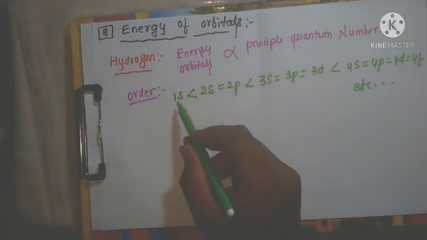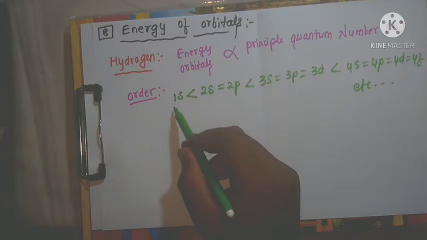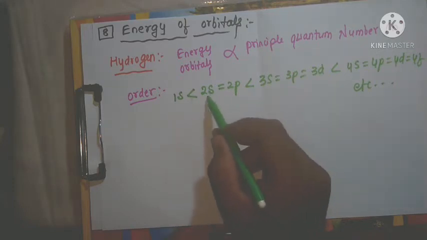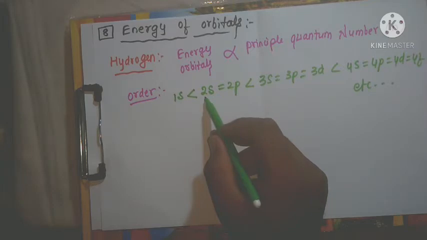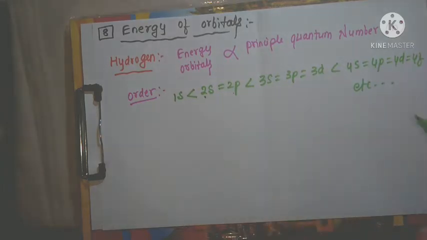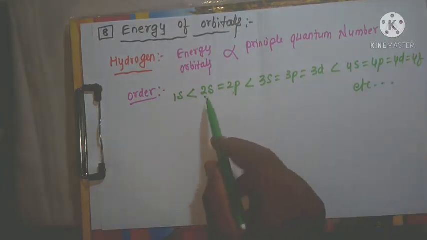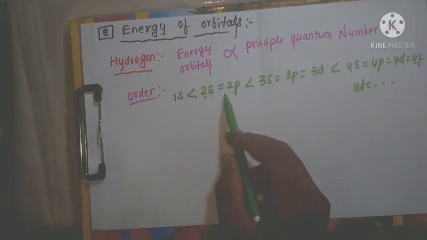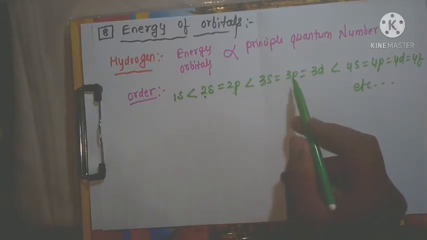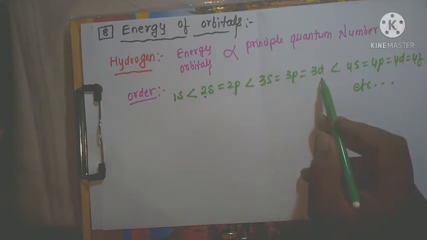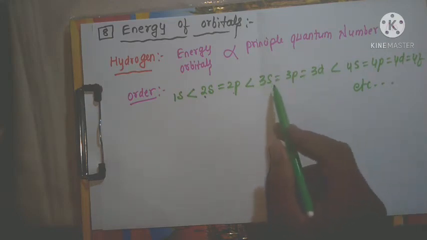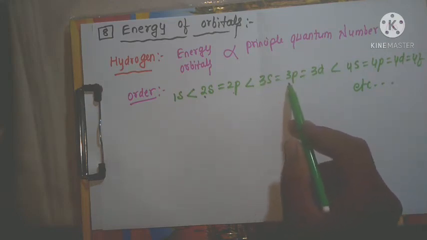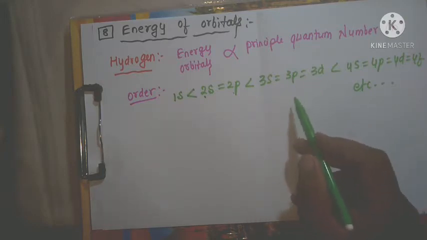Now my doubt is, here 1s, what is the n value? 1. Therefore it has lesser energy. Here 2s and 2p, what is the n value? In 2s also the n value is 2. In 2p also the n value is 2. Therefore both 2s and 2p have the same energies. Here 3s n value is 3. In 3p the n value is 3. In 3d the n value is 3. Therefore these three have the same n value, therefore these three orbitals have the same energy, etc.